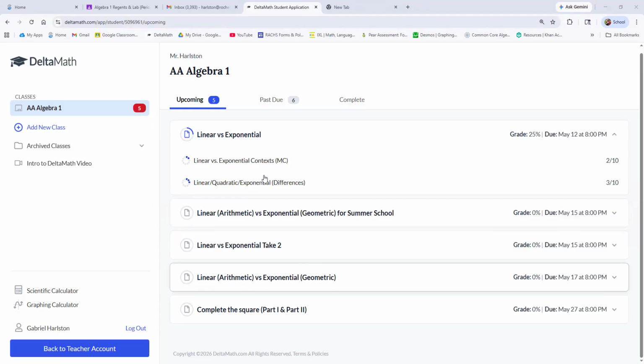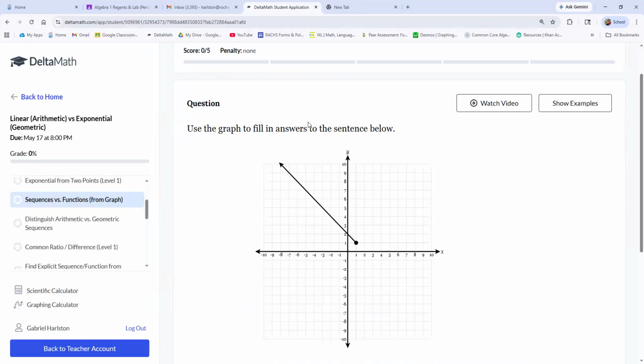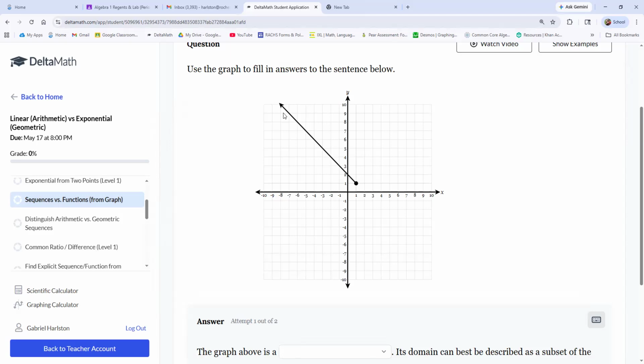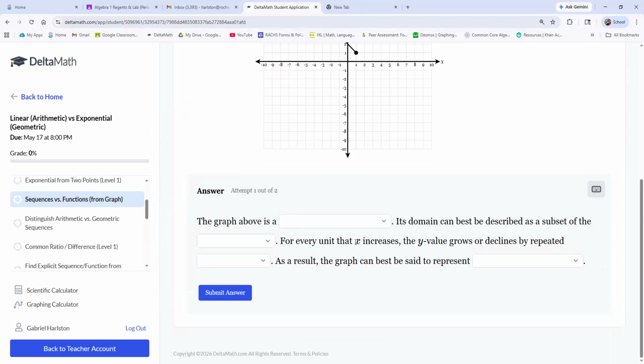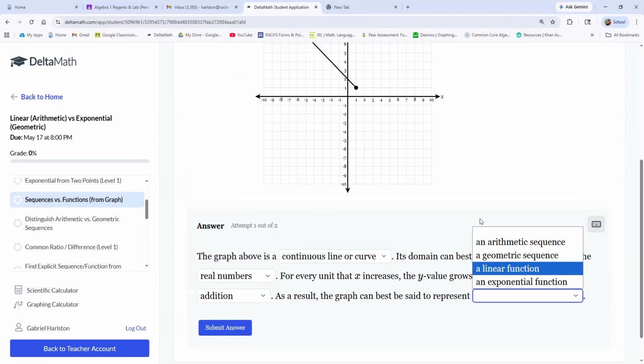First thing I want to do is be able to tell the difference between a sequence and a function. A sequence is discrete points because you can only have whole numbers for your inputs. Whole numbers for your inputs, that's the thing that makes a sequence a sequence. Now this is a linear function, so it's continuous because there's no breaks. Domain is basically all real numbers. And this is addition because it's a straight line. And we can say that this is a linear function. Okay, so boom, submit it.